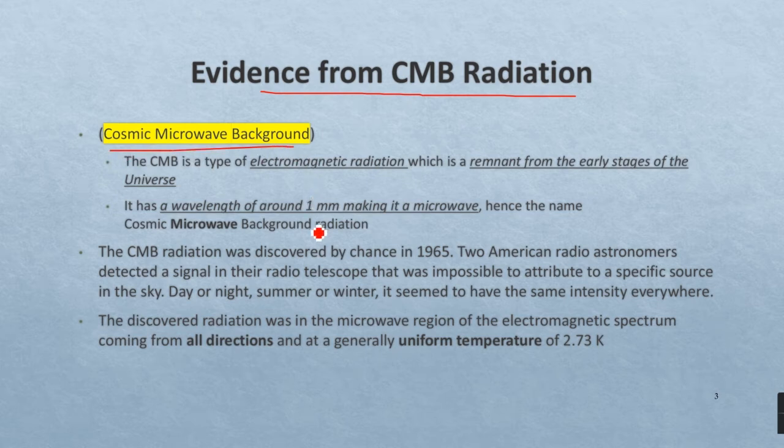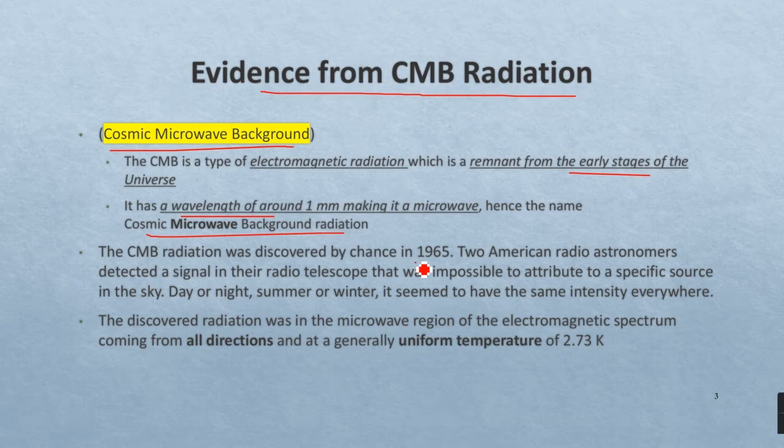Okay, so this is a type of electromagnetic radiation that was a remnant of that massive explosion that happened in the early stages of the universe. And now it became a microwave radiation as it expanded. Now its wavelength has been stretching for so long, it has a 1 mm wavelength of microwave radiation. And now we call it the cosmic microwave background radiation.